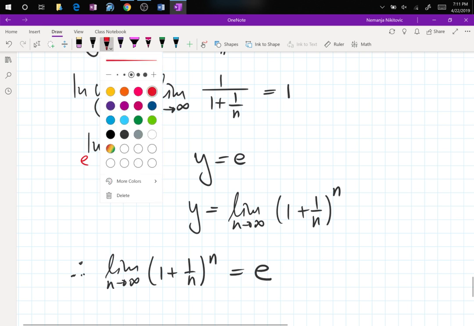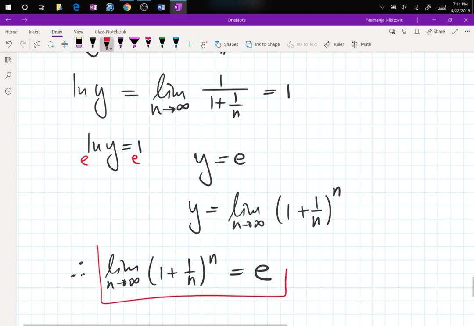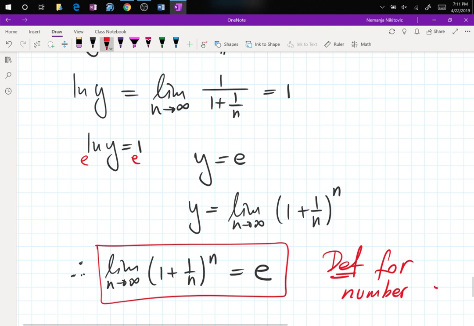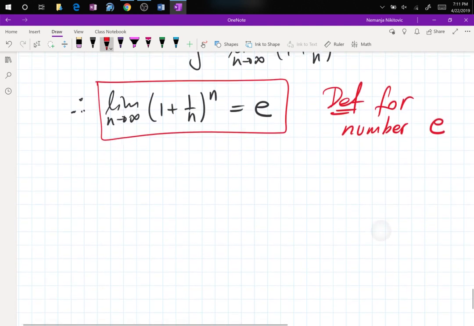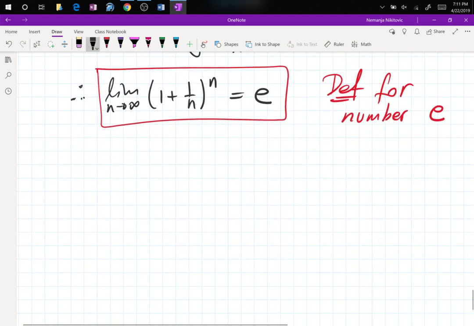So I am actually going to box this result, even though this was just an exercise for us to calculate the L'Hôpital rule. And I'll write: definition for number e. Now I am going to give you other flavors. You know, when you go to the ice cream place, it's not just vanilla. You have other things.